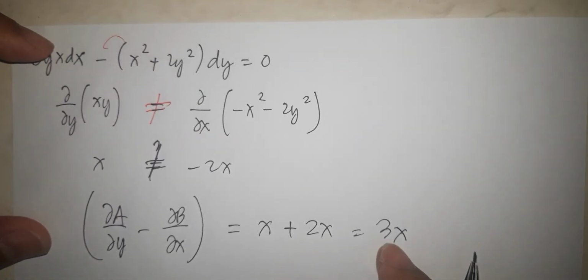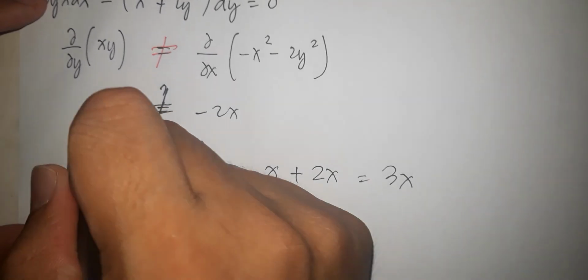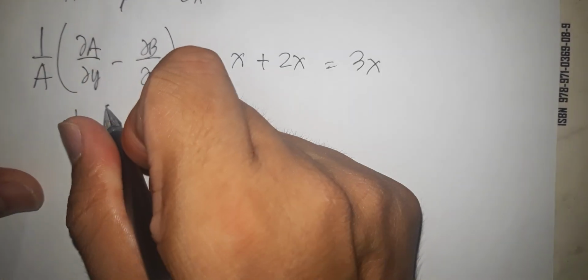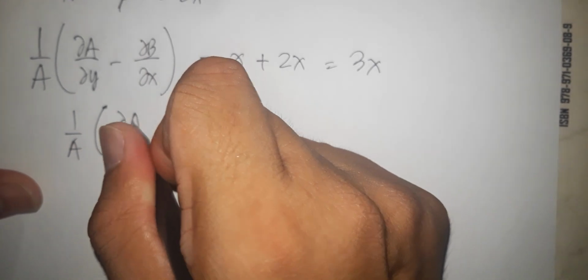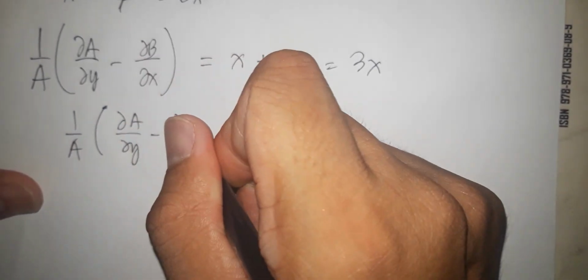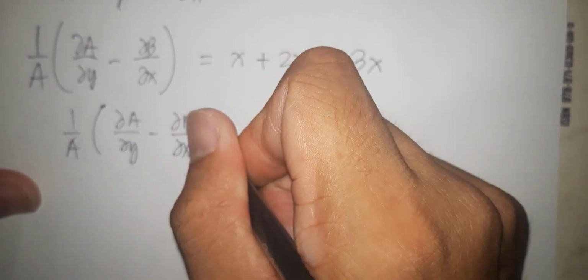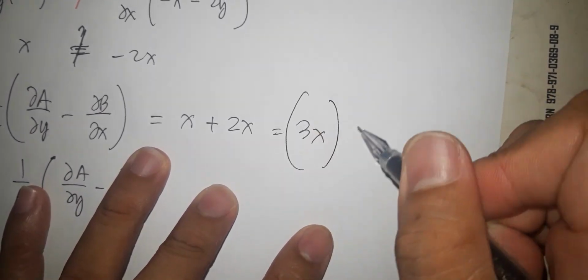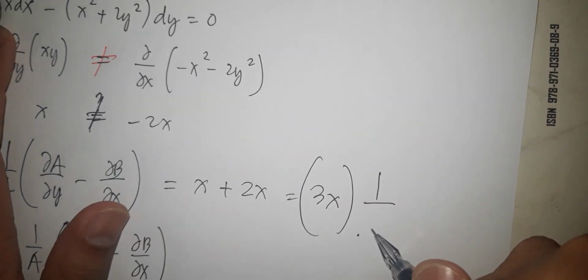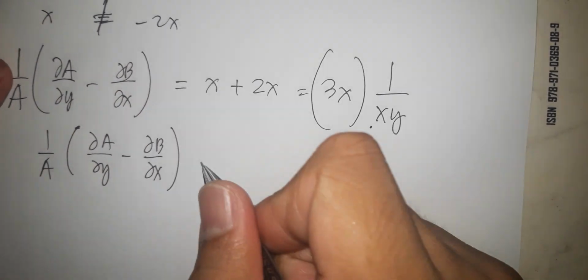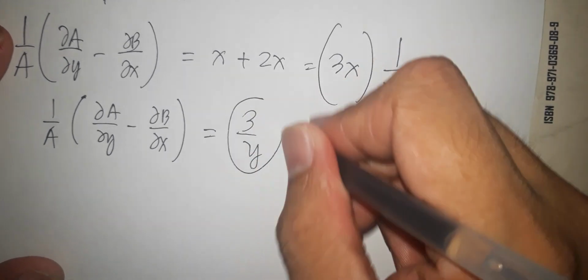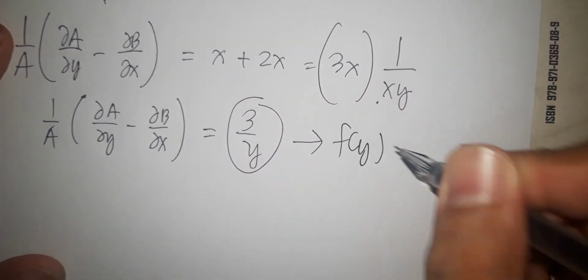So, saan mas magandang i-divide? Of course, kay a. So, 1 over a. So, 1 over a partial derivative ni a with respect to y minus partial derivative ni b with respect to x. So, di-divide ko daw to with a which is xy. So, magiging siyang 3 over y which is a function of y.